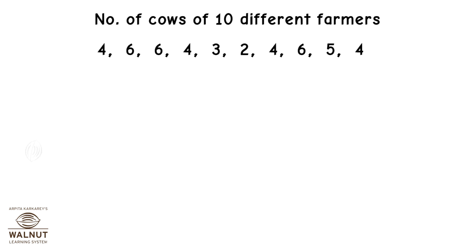We are given the number of cows that 10 different farmers have. The data is unsorted. What is the lowest number? 2. What is the highest number? 6. So, we make a table from 2 to 6, which is 5 rows. We need 1 row for the title, so that is 6 rows. Draw the table with 6 rows and 3 columns.